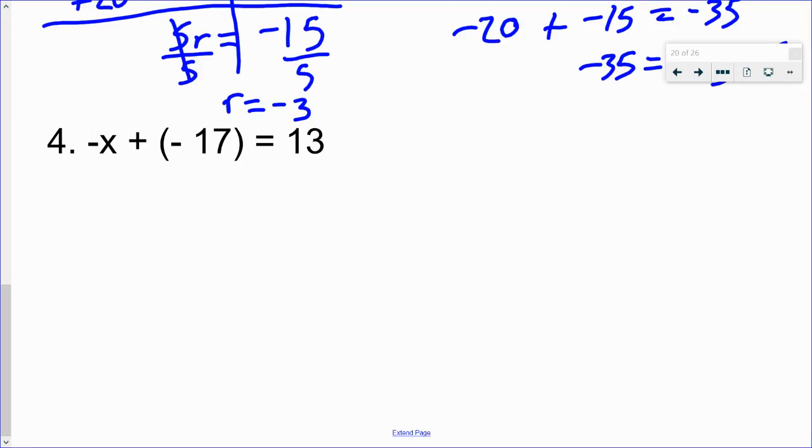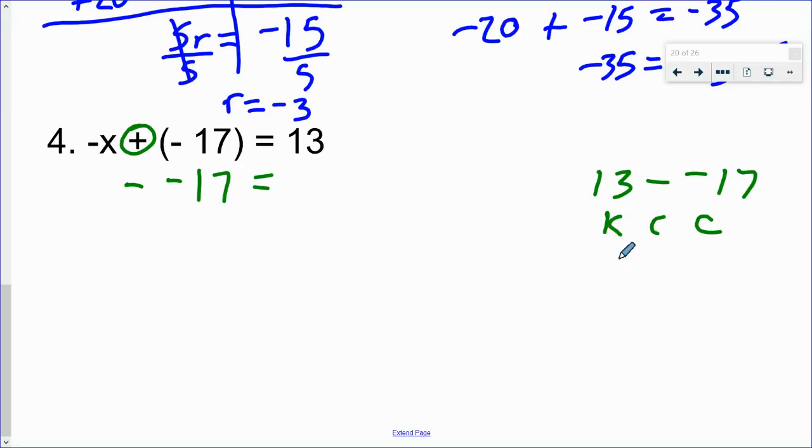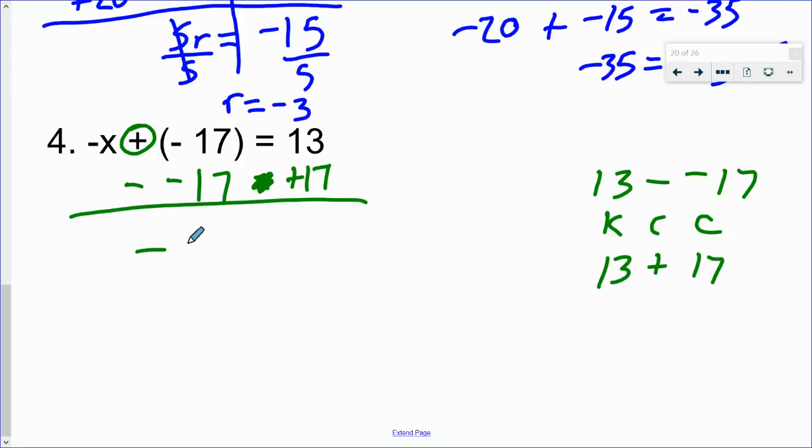And center page. All right, again, my operation is addition. So the opposite is subtracting negative 17. But remember, if we had 13 minus negative 17, we have to keep-change to 13 plus 17. I don't know why I put an equal sign. Sorry, guys. Plus 17. Then negative x equals 30.